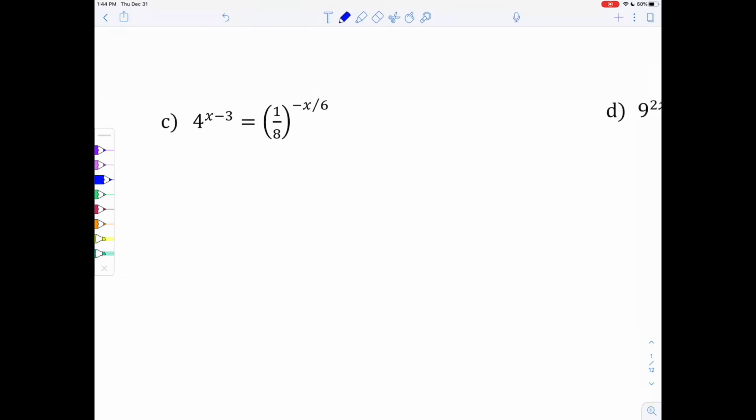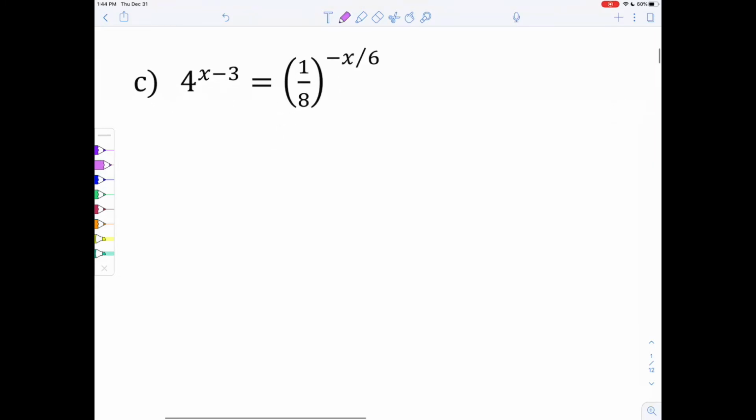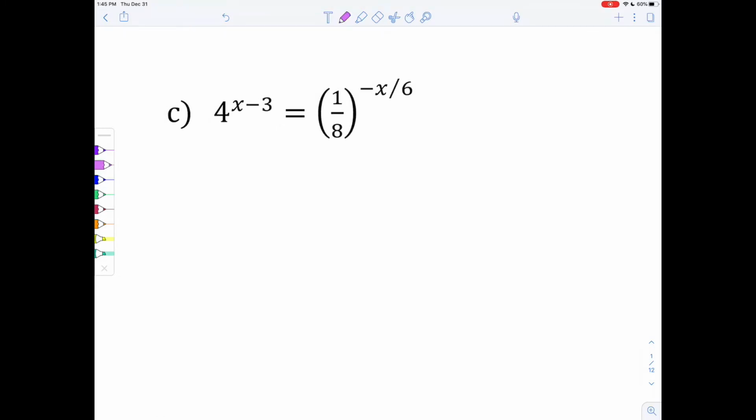1 over 8 cannot be expressed as a power of 4, but both of these can be expressed as powers of 2. And that 4 is 2 squared, and 1/8 is 2 to the negative 3. So simplifying that a little bit on each side, negative times negative is positive, and 3 over 6 is 1/2.